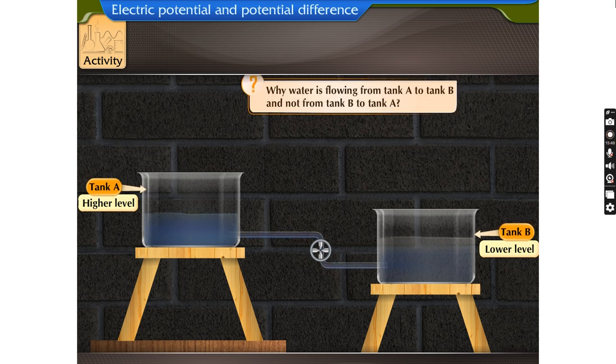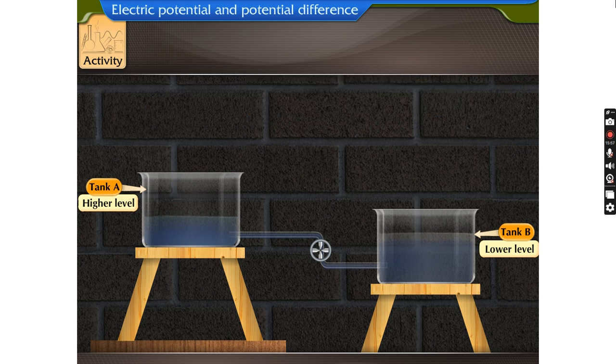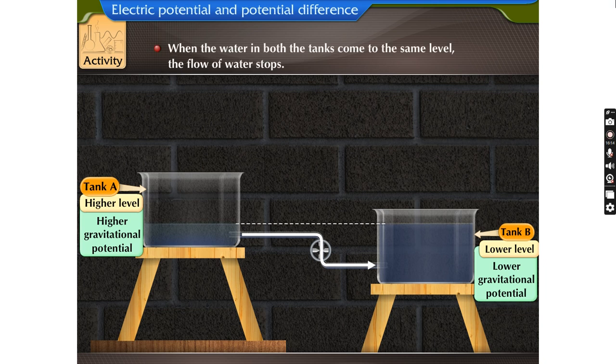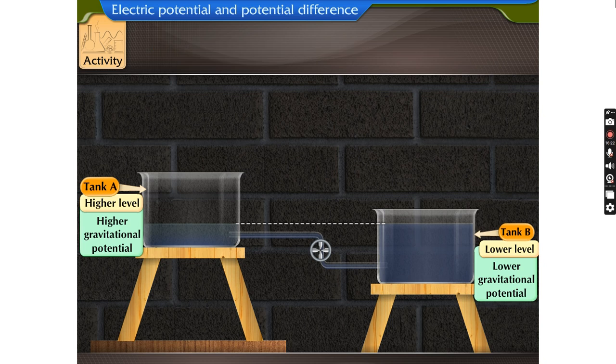Can you explain why the water is flowing from Tank A to Tank B and not from Tank B to Tank A? Well, the water in Tank A is at a higher level, which means a point of greater potential energy than in Tank B, and water flows from a higher level to a lower level. When the water in both the tanks comes to the same level, the flow of water stops. Hence, for the water to flow between the two tanks, there should exist a difference in potential between the two levels.